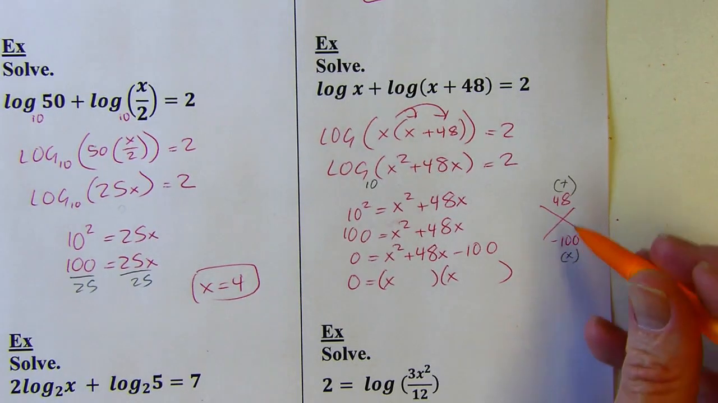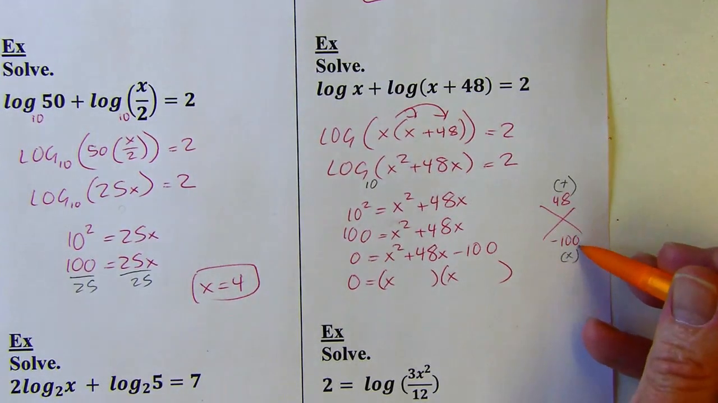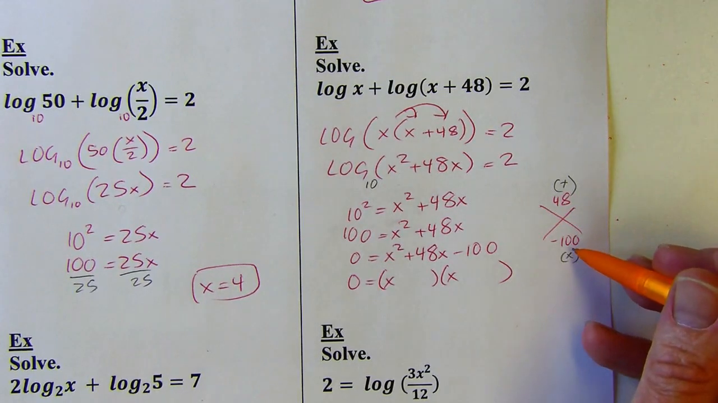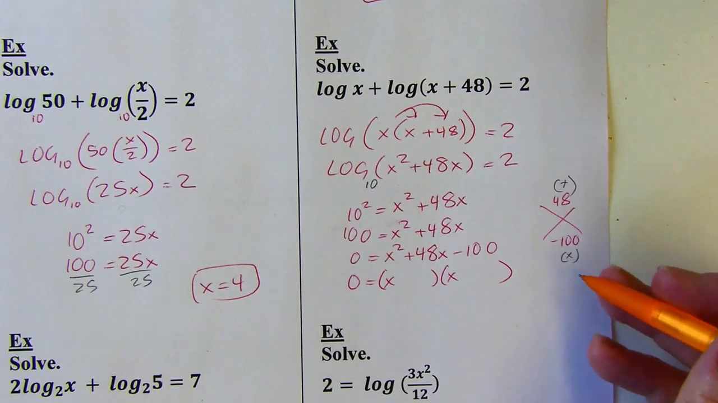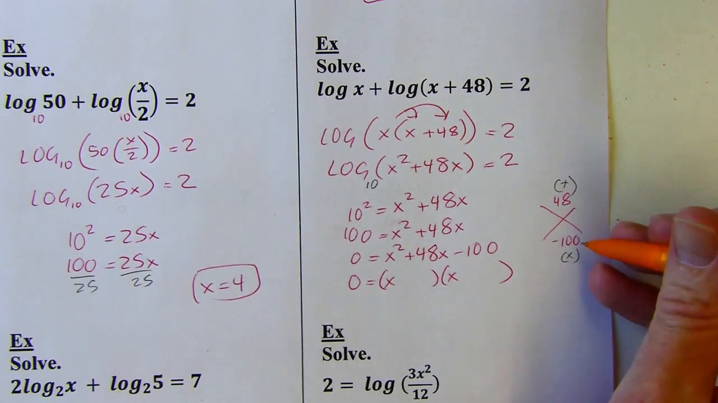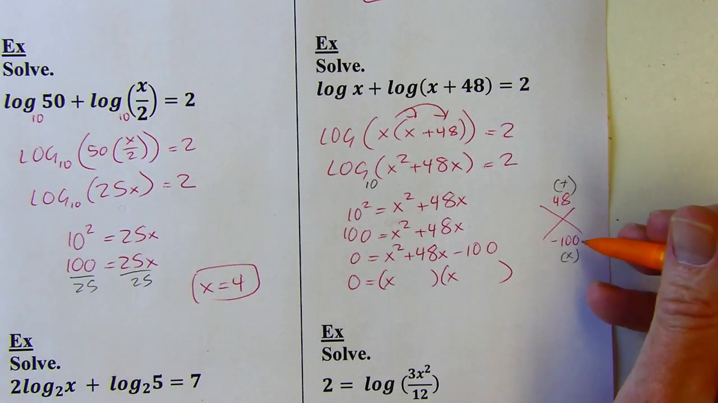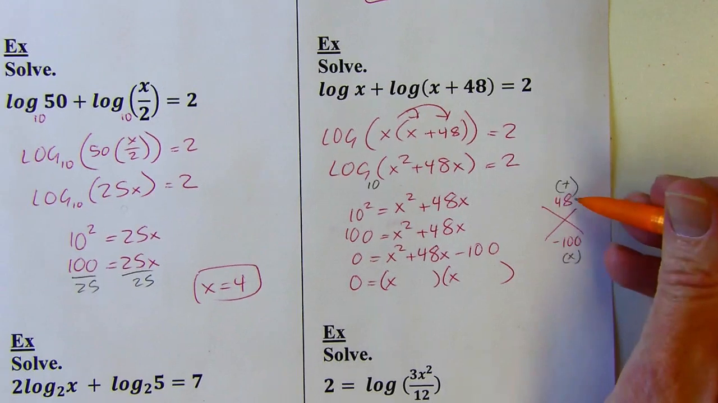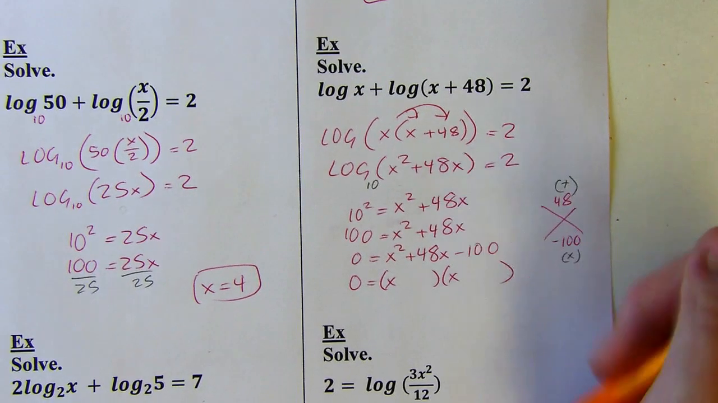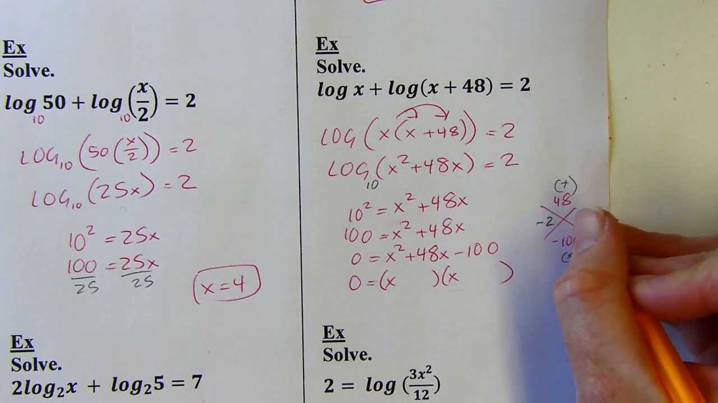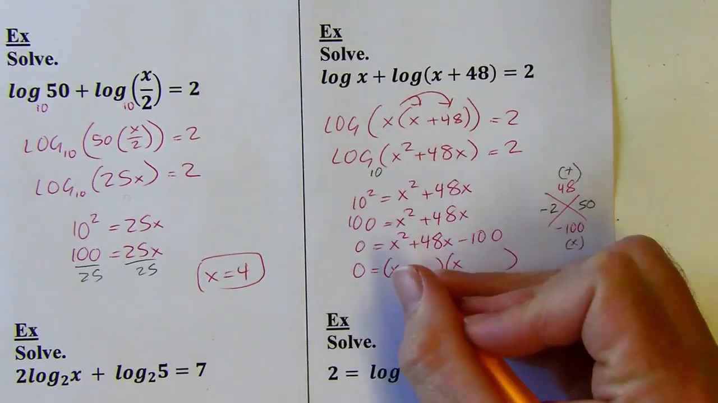So 5 and 20, no. 4 and 25, no. If you keep playing around with it, 2 and 50 would work, right? 2 times 50 is 100, and hey, I can get a 48 out of a 2 and a 50 if the 2 is negative and the 50 is positive. So there's my winning combo there.